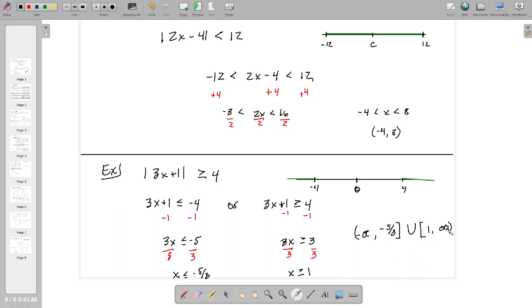And again, a parenthesis because we have an infinity here. So what this is saying is that x is either in this interval or this interval. Now if I want to graph this, we do negative 5/3 and 1. And we graph like this.